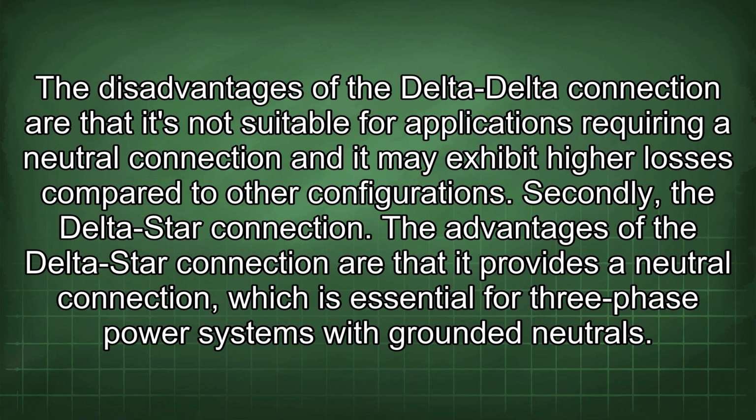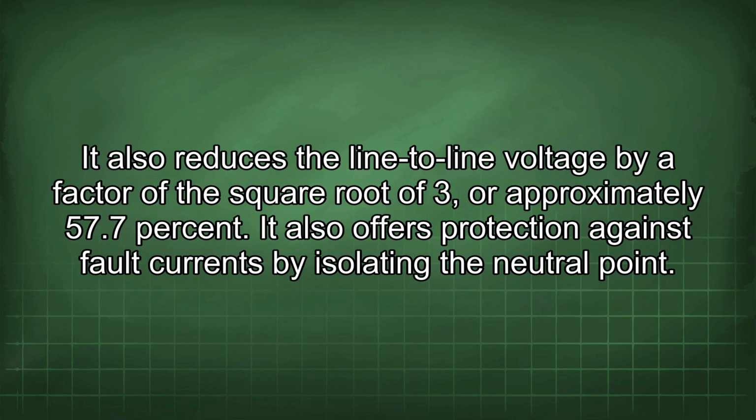Secondly, the delta-star connection. The advantages of the delta-star connection are that it provides a neutral connection, which is essential for three-phase power systems with grounded neutrals. It also reduces the line-to-line voltage by a factor of the square root of 3, or approximately 57.7%. It also offers protection against fault currents by isolating the neutral point.